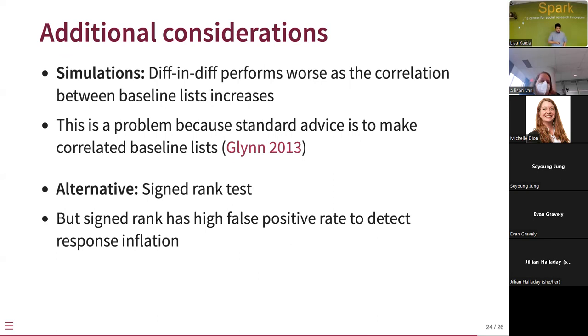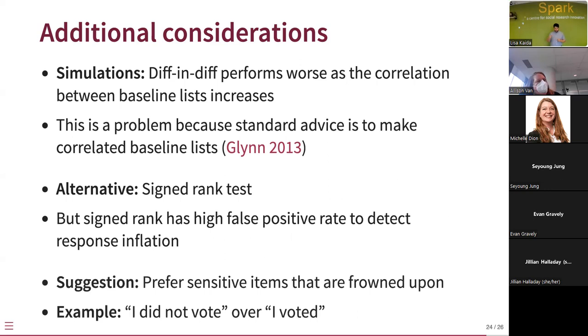But again, the problem of this sign rank test, which is non-parametric and has very nice properties, is that it has the highest false positive rate to detect response inflation. I'm not going to talk about the difference between inflation and deflation right now, but there's a difference because this test has problems with people who pretend to hold an attitude that they don't have, as opposed to people who are lying about not having an attitude that they do have.